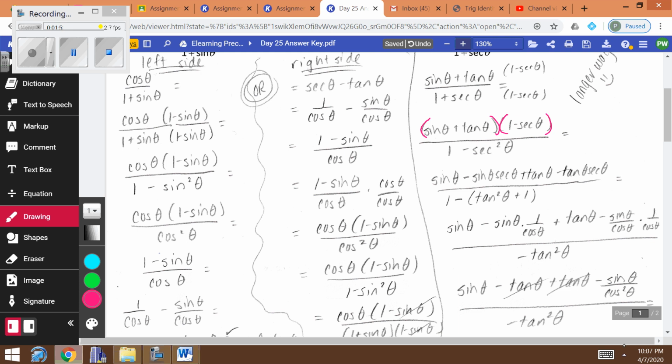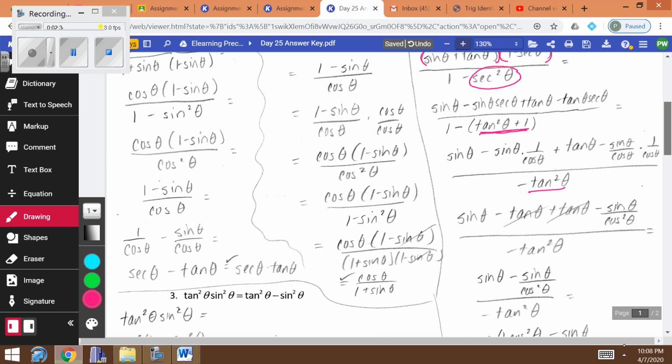Now, on the next step here, the secant squared I replaced with our Pythagorean identity of the tangent squared plus 1. So then the 1 and the minus 1, because when we distribute that negative, those cancel. We get a negative tangent squared in that denominator right there. Now in the numerator, I multiplied everything out. Again, it's not just the tangent being multiplied, it's the sine plus the tangent. So I distributed. So we get the sine, then minus the sine times the secant, plus the tangent, and then minus the tangent times the secant. So that was everything multiplied out in that numerator.